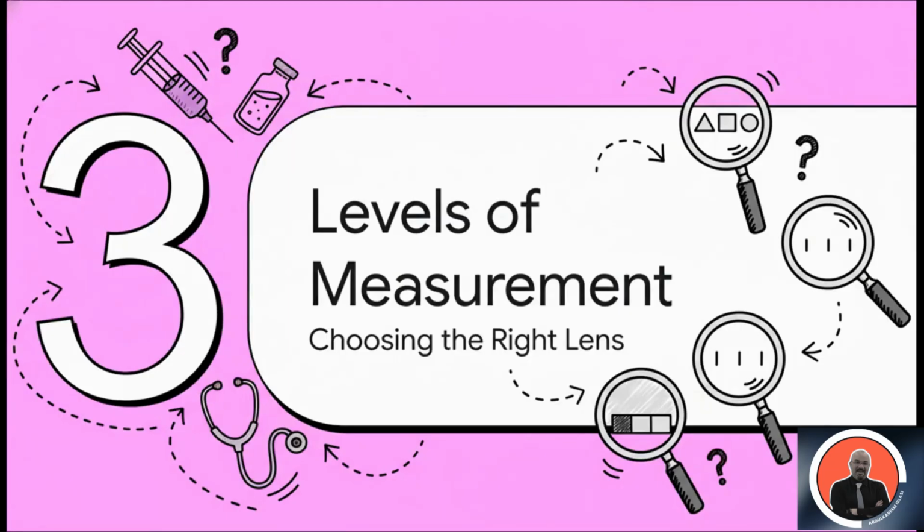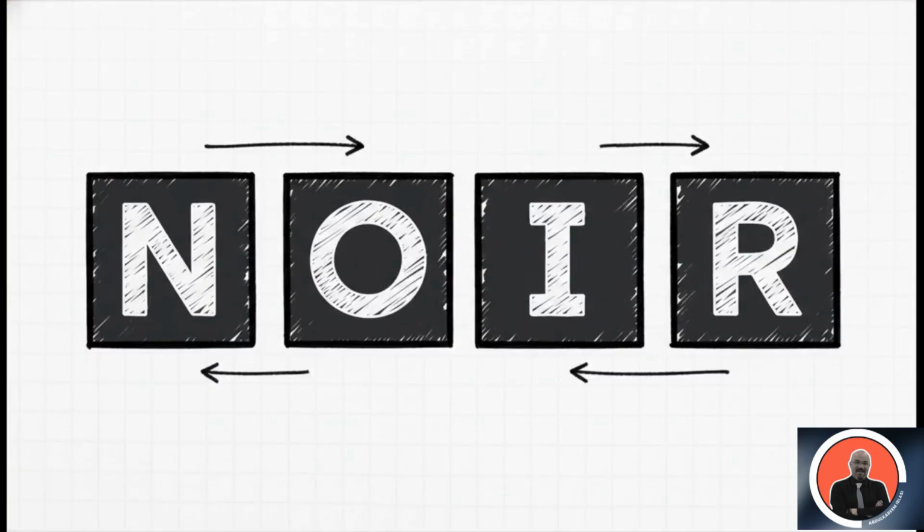But here's the thing. Just like a microscope and an X-ray give you totally different kinds of information, different types of variables do too. Not all data is created equal. So to know which tool to use for analysis, we first have to understand the properties of the lens itself. And we call these the levels of measurement. And lucky for us, there's a fantastic little mnemonic to help us remember the 4 main levels. Just think of the French word for black.